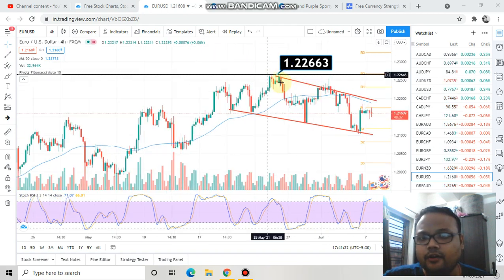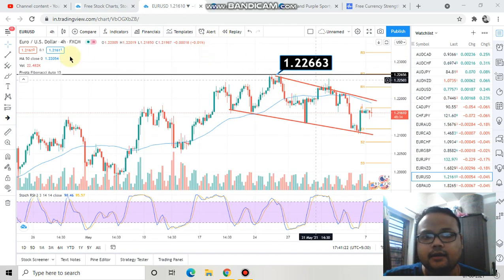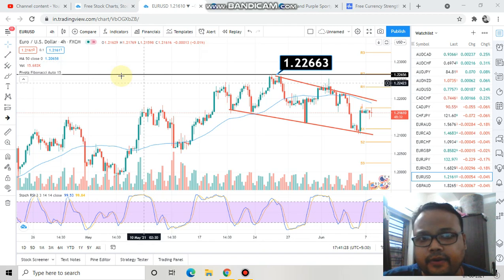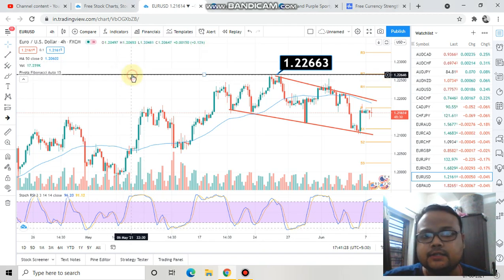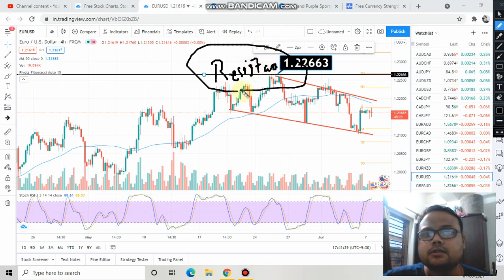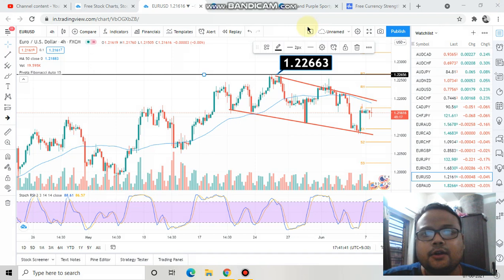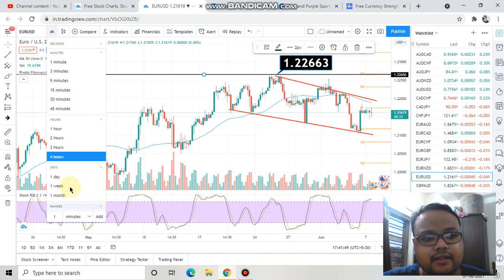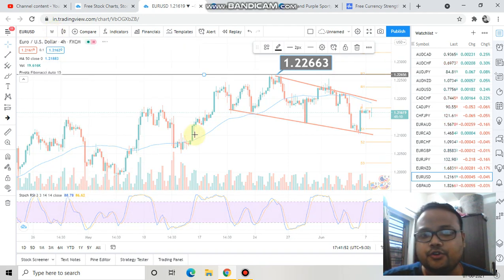As you can see, I have already drawn a few lines here. If you have watched my previous video, then you know pretty well that this black line denotes the resistance in the market. This resistance is very strong, because it belongs to the third week of Feb 2021. I have already discussed these levels in my previous videos, but still let me show you.